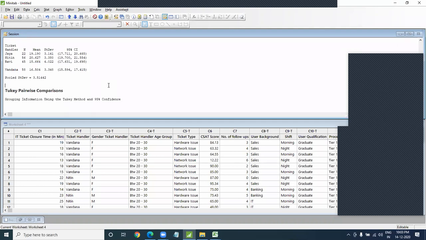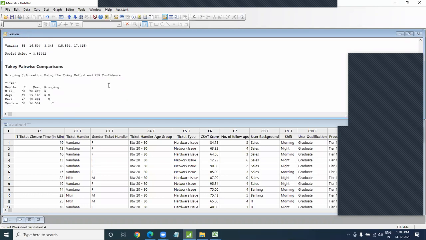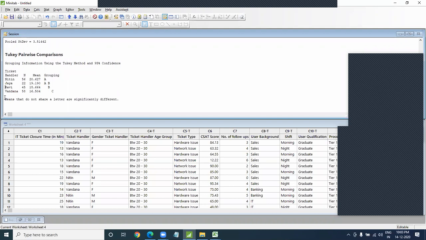If we look at Tukey, it is a very easy way to understand what's good and what's bad. Have a look at this. It says means that do not share a letter are significantly different. What they do is give a letter to each group. Any group which has a different letter is significantly statistically different. Look at this. Nitin has been given a letter, like your data has the property of, say, group A. Jaya has similar features of group A, and she has some other features also, which has been termed as B.